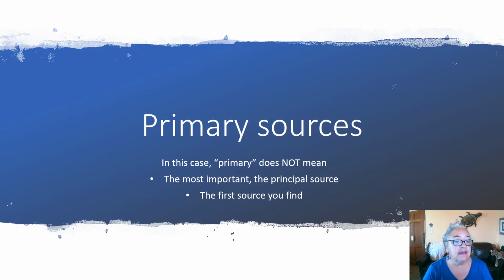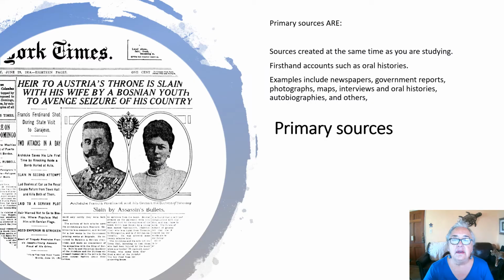Primary sources are not primary because they're most important. They're not primary because they're the principal source for your research, and they're not primary because they're the first source that you found. Primary means something totally different in this case. Primary sources are sources, materials, that were created contemporary to the time period that you're studying.